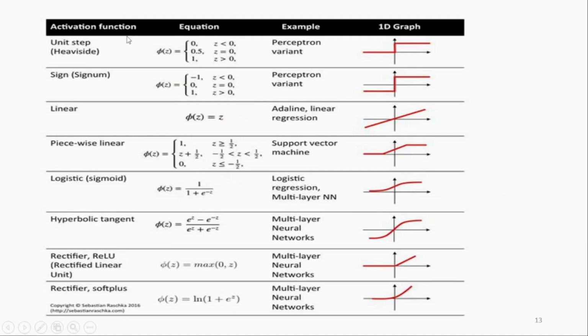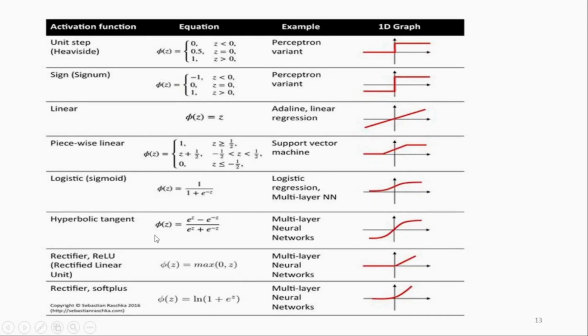So these are the different activation functions: unit step, Heaviside, signum, linear, piecewise linear, logistic, hyperbolic tangent, ReLU, rectifier, etc. And these are the one-dimensional graphs. If you look at the linear function, it gives the same output as the input. Similarly, this is the sigmoid function, with -1 and 0, and a perceptron variant. For example, we can use it in a perceptron variant, and it is also used in support vector machines and logistic regression.